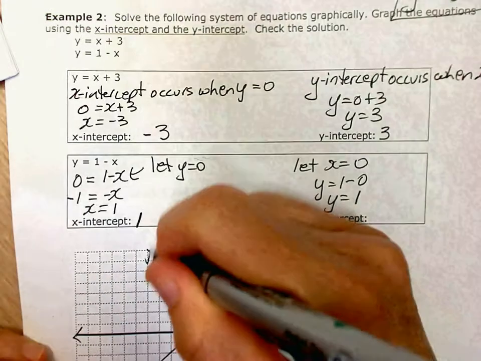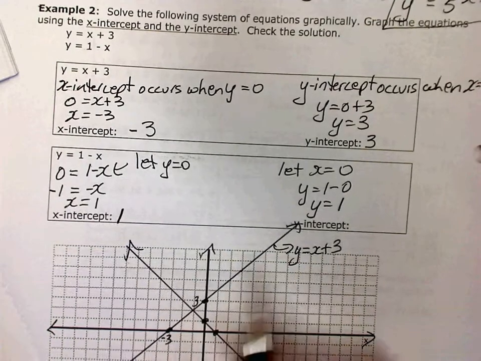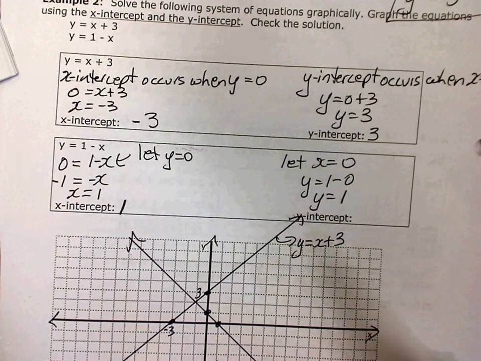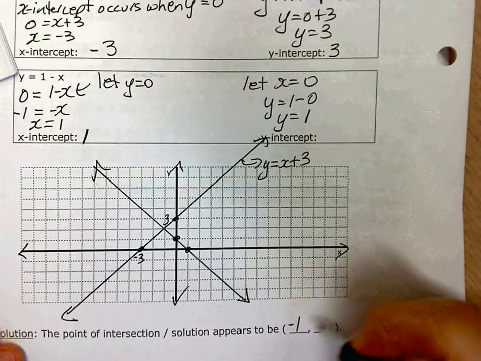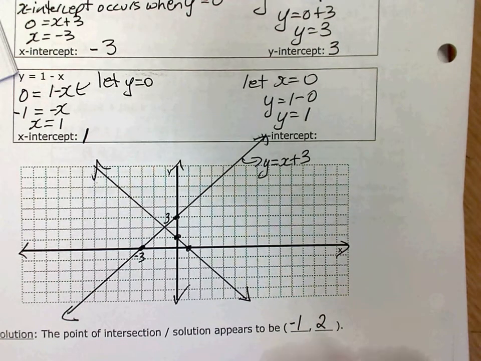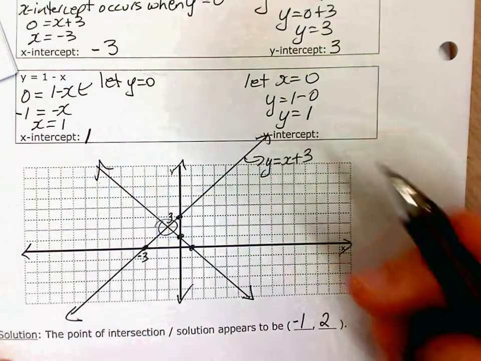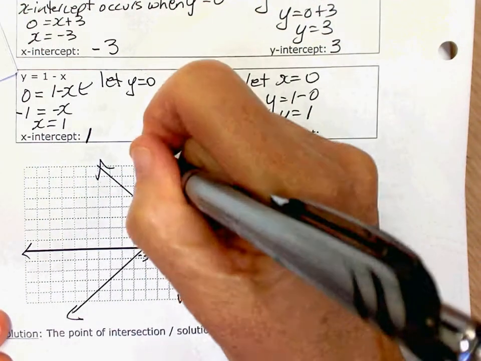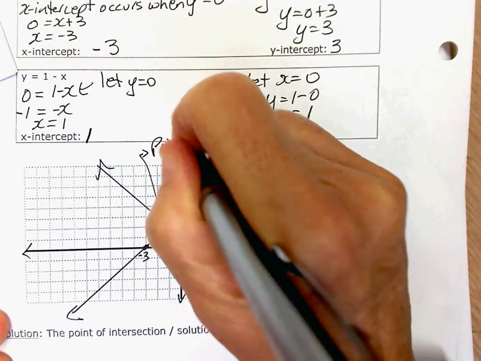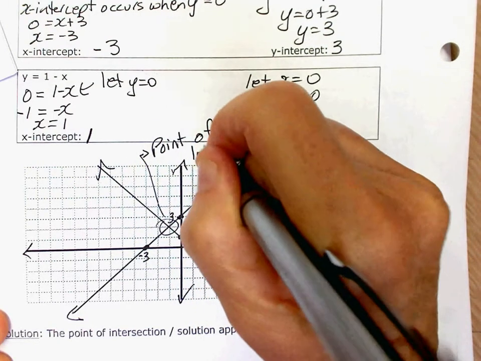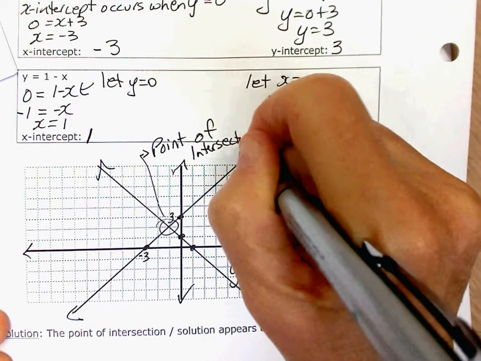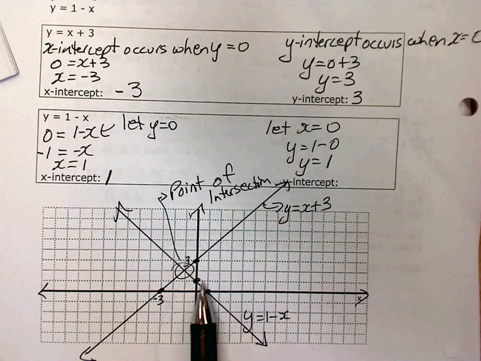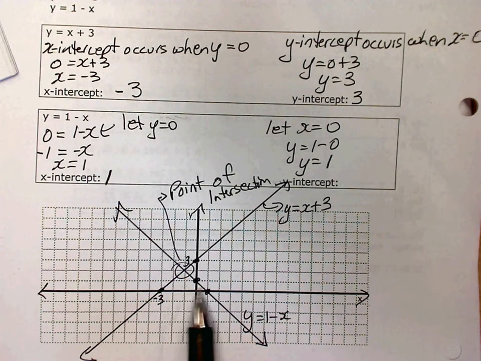So the trouble with graphing is we're eyeballing things. So notice it looks like the solution is negative 1, 2. Okay, right there. That's our point of intersection. So this is y equals 1 minus x, again label, and this is our point of intersection. So the question said, solve the following system of equations. Our answer appears to be negative 1, 2 as far as we can accurately read the graph.